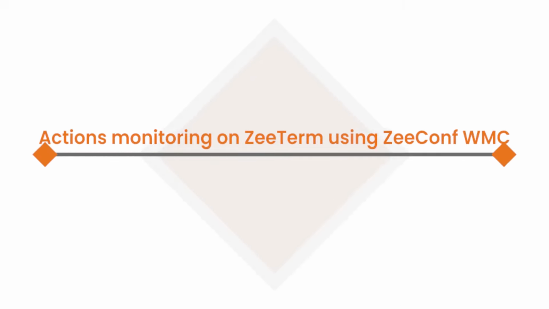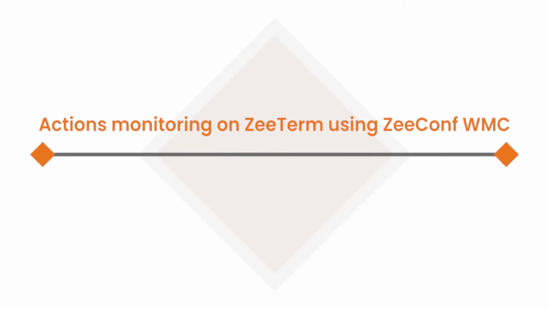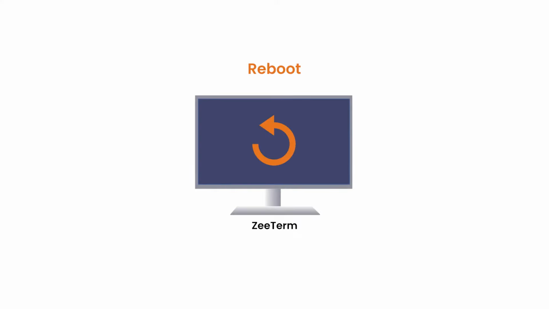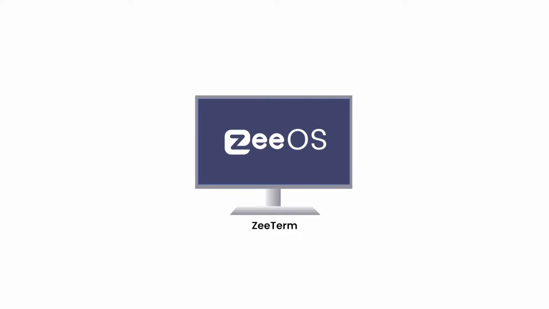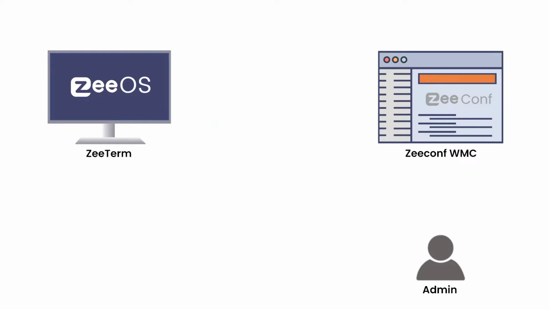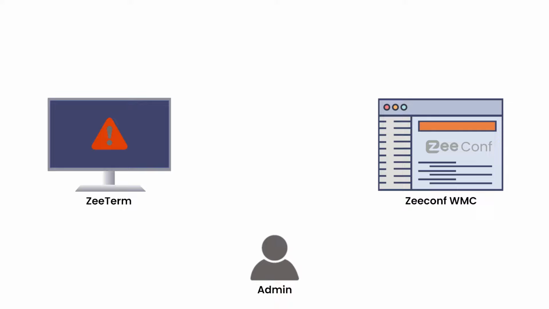Actions monitoring on ZeeTerm using ZeeConf WMC. Various actions such as reboot, shutdown, wake on LAN, configuration update, and many more can be performed on a ZeeTerm via the ZeeConf API. ZeeConf WMC allows you to audit and monitor all these actions performed on a ZeeTerm. It also helps you understand what the issue is when a particular action fails due to an error.